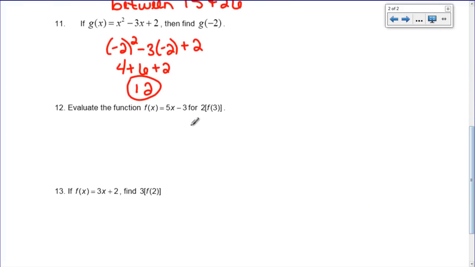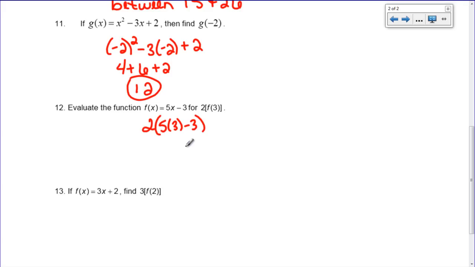We have to evaluate the function f of x equals 5x minus 3 for 2 times f of 3. This problem means I'm going to start with what's inside the brackets and do that first. Then I'm going to multiply everything by 2. So I'm going to plug in a 3 for x because that's what's inside the bracket. So I'm going to do 5 times 3 minus 3. And when I'm done, I'm going to multiply it all by 2.